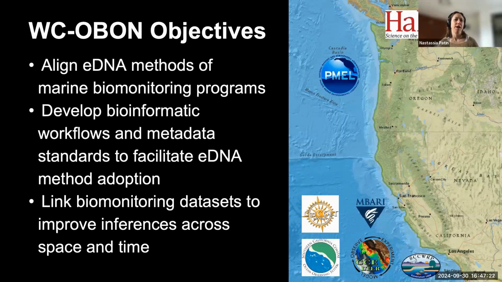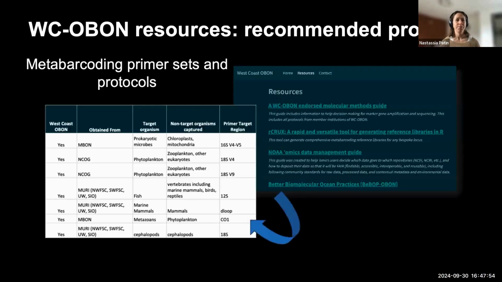Okay, so I've mentioned a lot about aligning our methods. This is one of the big objectives of the West Coast OBON, and this includes everything from sampling collection, frequency of sampling, experimental design, all the way through to bioinformatic analysis and metadata standards. And so the hope is that by aligning these methods, we will be generating data sets that, as I said, can be combined, compared, and used together to form this holistic overview of the ecosystem.